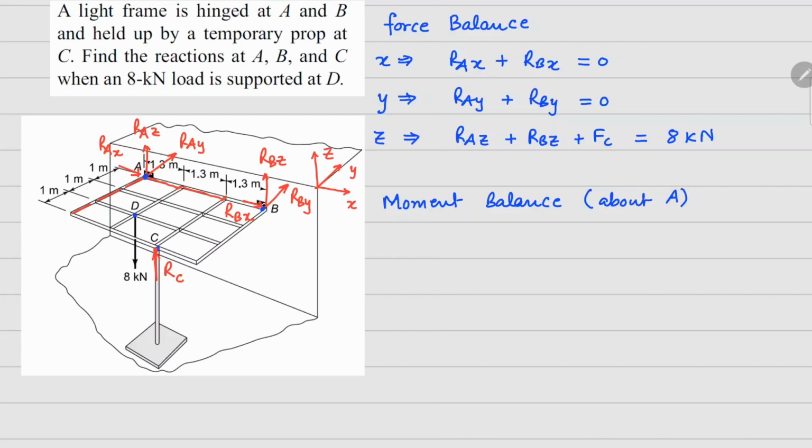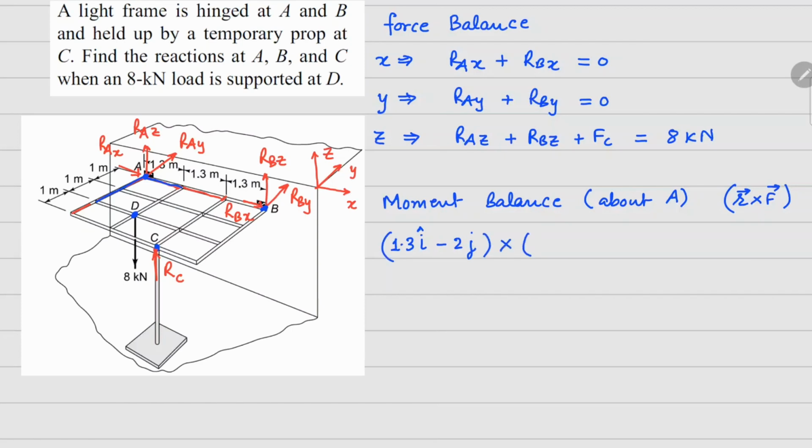Now about point A, RAX, RAY, RAZ, all 3 will not contribute to the moment. So the 3 points at which forces are present are point B, point C, and point D. So total moment in this case, let's say the first point is point D, and we are going to use that r cross F for moment calculation. So with respect to point A, the position vector for point D is going to be 1.3 in the X direction and 2 in the Y direction, but negative. So we can write this as 1.3 i cap minus 2 j cap.